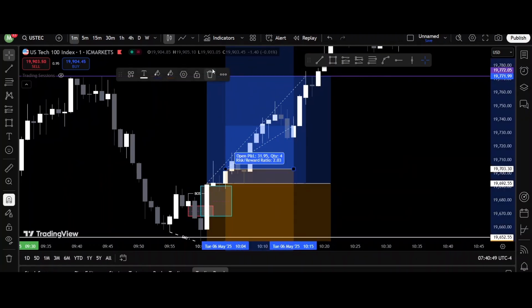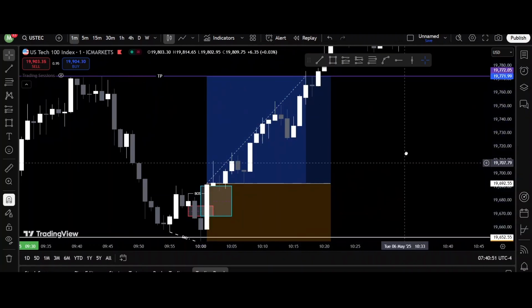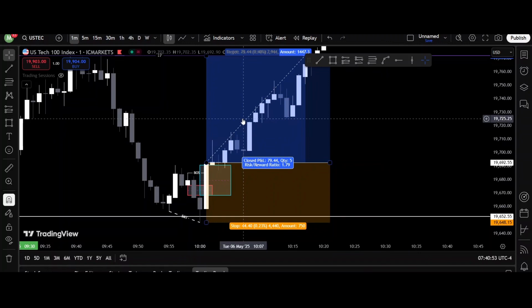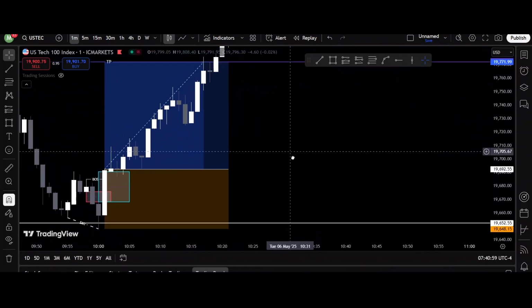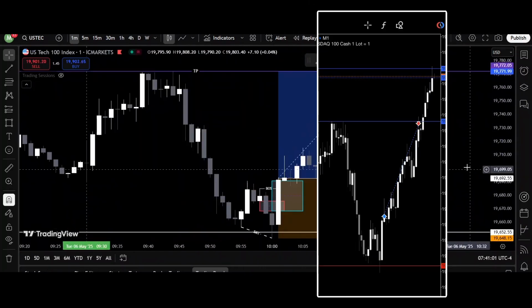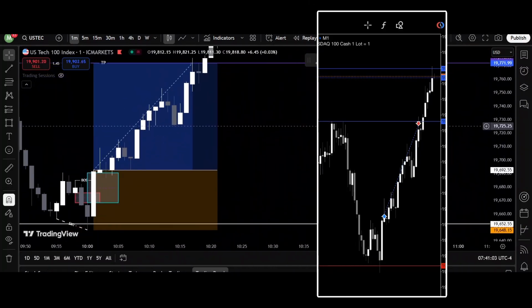2.31. Oh, that's actually better. But anyways, still won the trade. I'll show my MetaTrader over here. Let's test my editing skills, man. Where I entered and exited the trade.